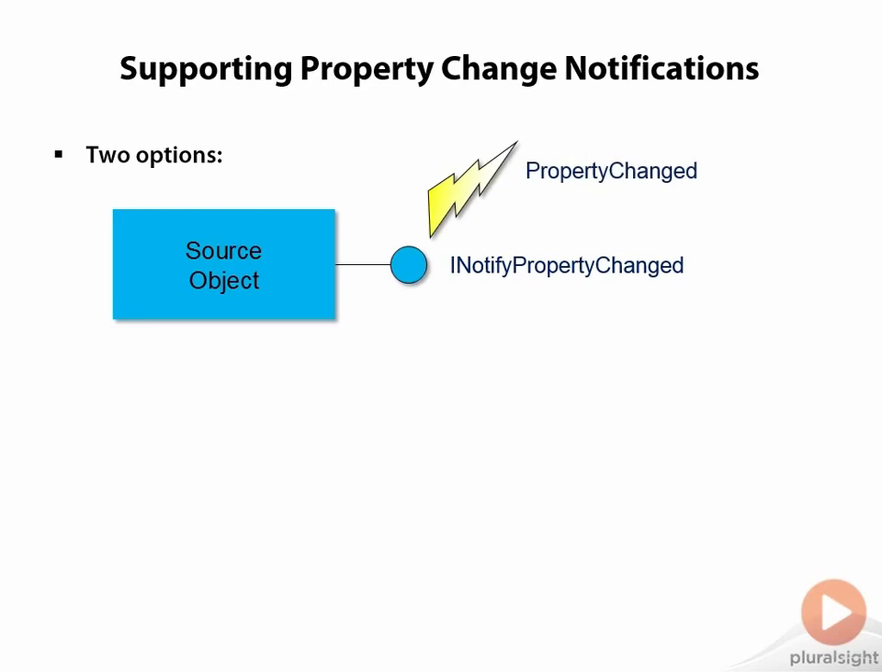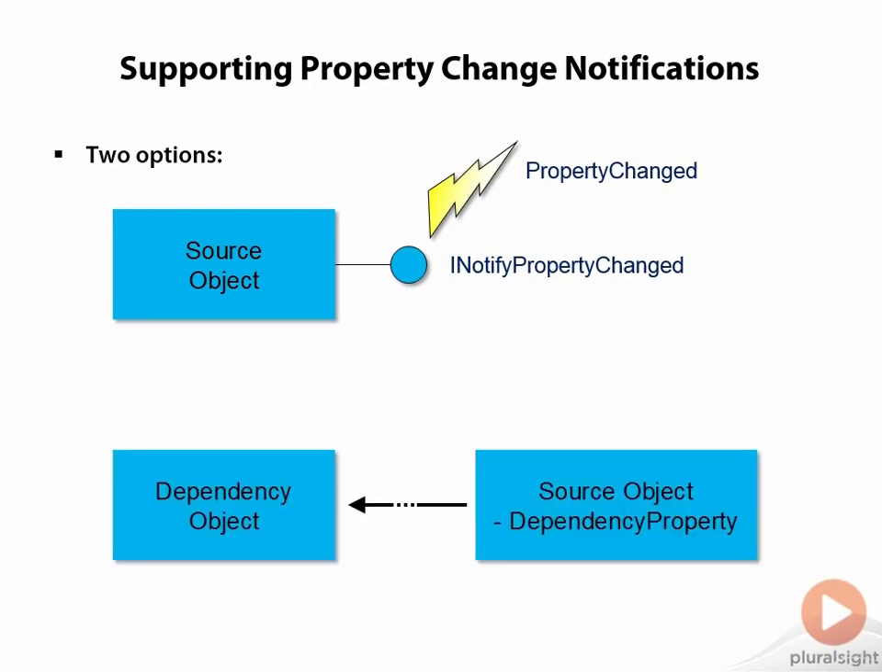Bindings are aware of this interface, and when they go to data bind to a source object, they will query it to see if it supports this interface. And if it does, then the binding itself will subscribe to that PropertyChanged event so it can be notified and refresh the bound property if that event indicates that the property has changed. The other option you have is to use dependency properties.